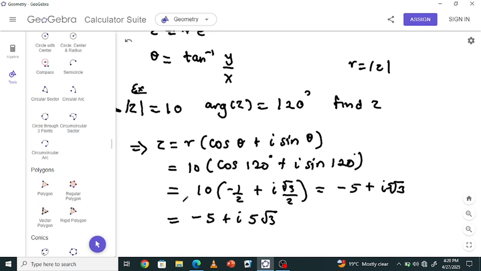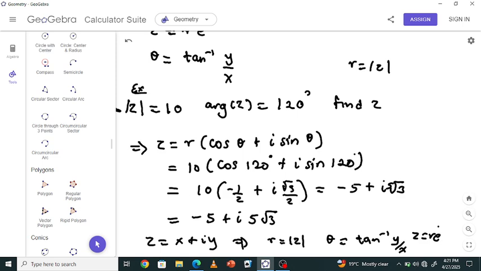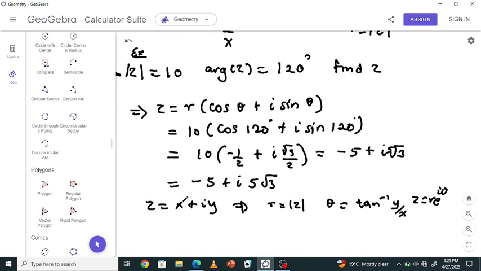In cases where you are given z in the form x plus iy, and you're asked to write it in the polar form, you'll have to find r, and r is equal to the modulus, and then you'll have to find theta using tan inverse y over x, and then you write it in the form z is equal to r e to the I theta, which is relatively easy.